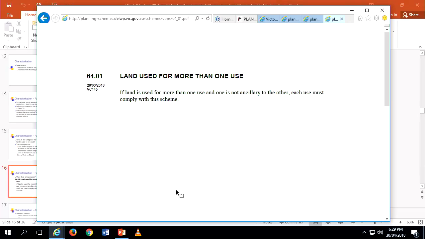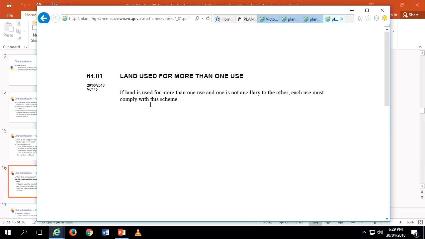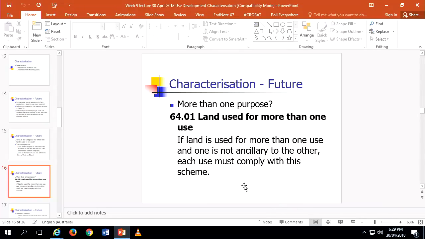So I'll illustrate. Let's just read this backwards, so to speak. Uses must comply with the planning scheme. If you've got more than one, one of them that is ancillary, or others that are ancillary, don't need a permit or don't need to comply. Now, when we go back to this word purpose, it adds another flavour to it, because it's the purpose, not necessarily the use definition, that drives things, as well as this idea of ancillary.